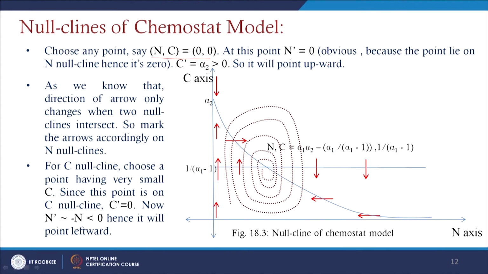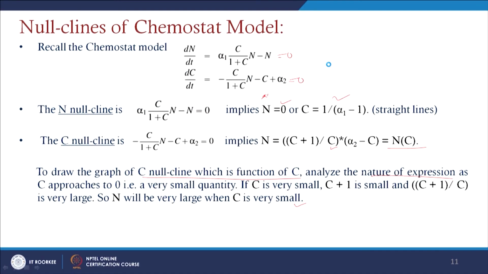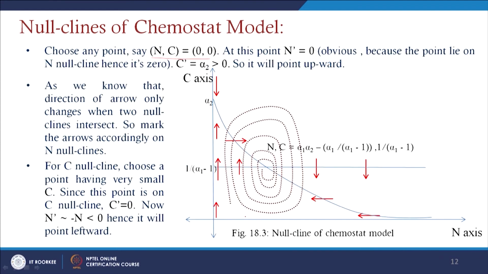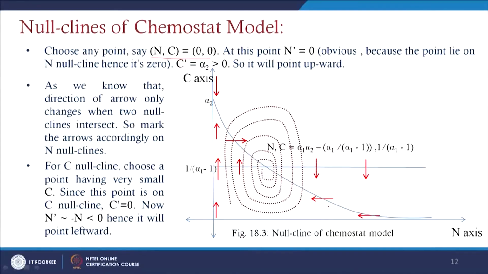And as we know, the direction of the arrow only changes when two null lines intersect, since we have null lines in the form of n and c. If you see here, the null lines are n and c, then we have another one, that is n, c equals alpha 1 alpha 2 minus alpha 1 by alpha 1 minus 1 and 1 by alpha 1 minus 1 here. These are the steady state points, especially. And whenever we go for the c null line function and choose a point having very small c, we can find that c dash equals 0 and n dash will approach minus n here, which is less than 0, hence it will point leftwards.